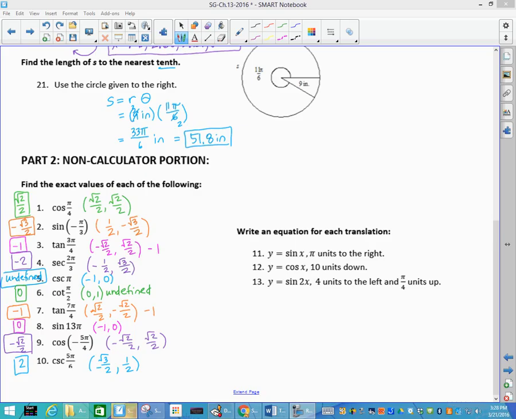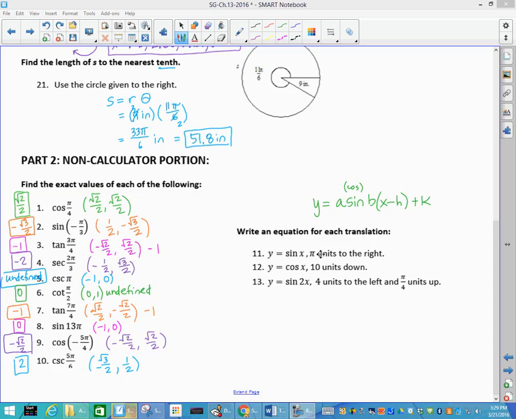Okay? Write an equation for each translation. Remember that this was our function that incorporated any and all translations. We had y equals a times the sine, or you could have cosine, of b times x minus h, plus k. This is our vertical stretching, our horizontal stretching or compressing, shifting horizontally and shifting vertically.